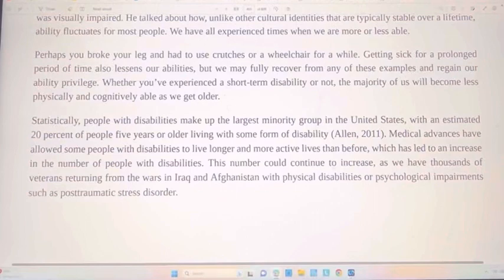Perhaps you broke your leg and had to use crutches or a wheelchair for a while. Getting sick for a prolonged period of time also lessens our abilities, but we may fully recover from any of these examples and regain our ability privilege. Whether you've experienced a short-term disability or not, the majority of us will become less physically and cognitively able as we get older.